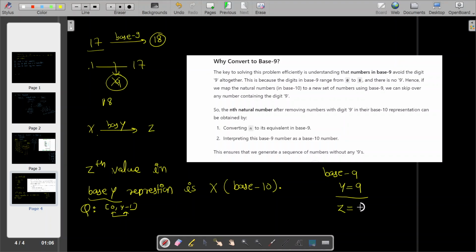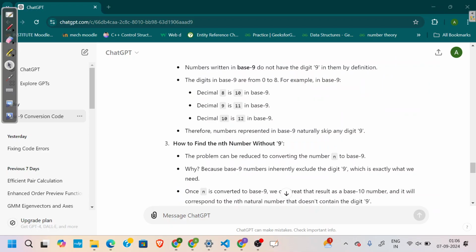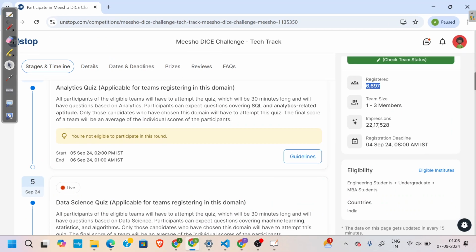So in our question y is 9, z is given, z is n, and we have to calculate x. Got my point? y is given, z is given, and we have to calculate x. So now how to calculate the value, how to calculate from there, let me tell you the solution.